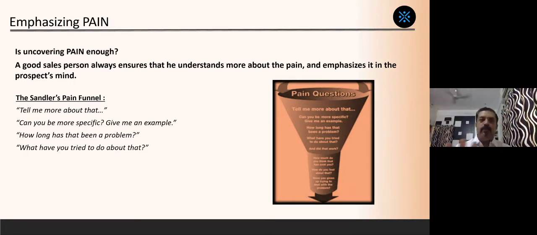Then you go through all those details and you pick up one of those finer details and you can ask, can you be more specific about automation? Can you give me an example why it happened that way? And then you ask, how long has this been a problem? How long have you been going through this, right? He says, like, last 6 months. What have you tried to do about it, right?